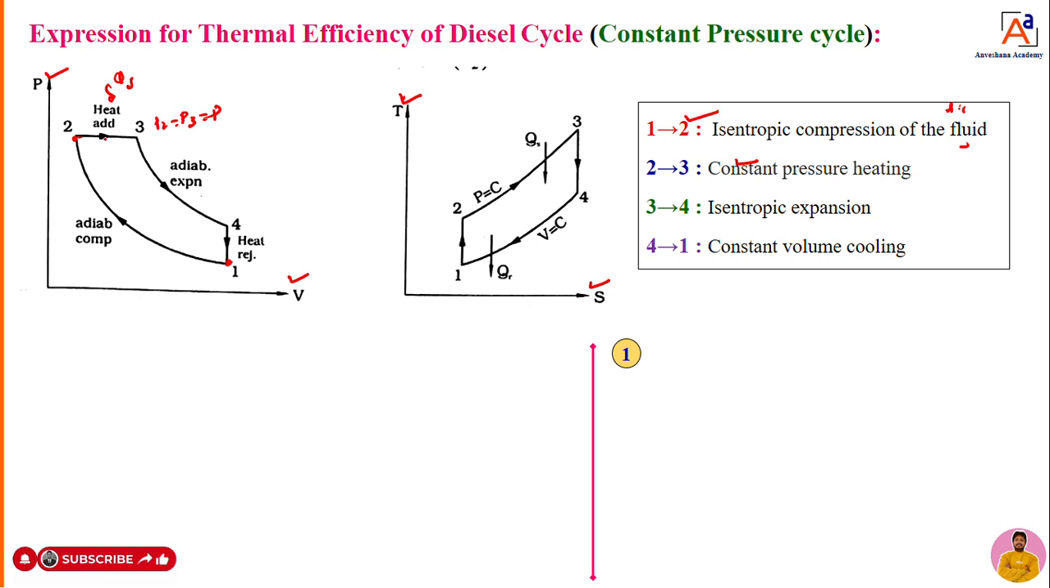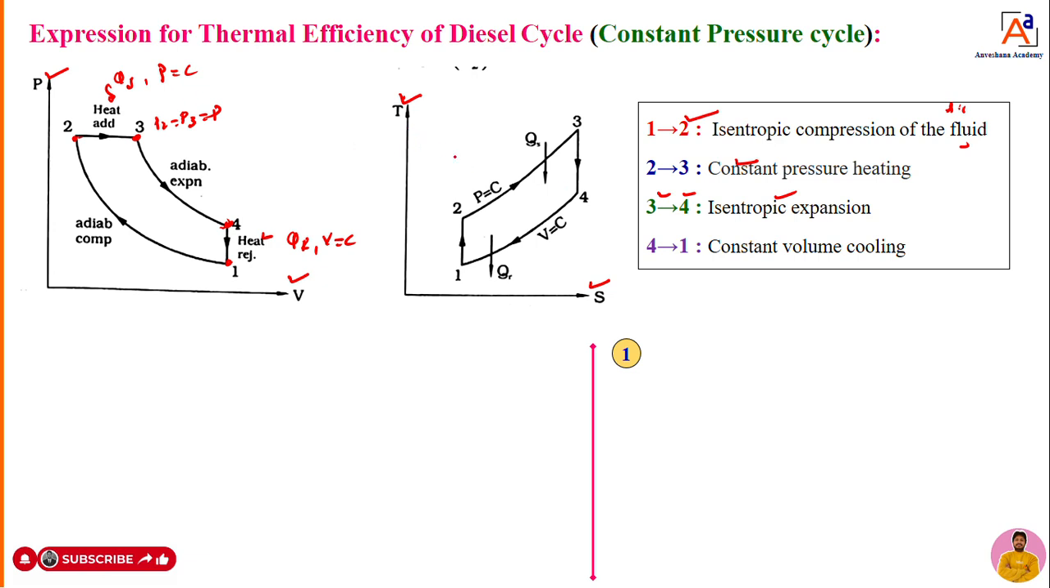2 to 3 is the constant pressure heat addition process. Next, 3 to 4 is adiabatic expansion, or if it happens suddenly we can call it isentropic expansion. Next, 4 to 1 is heat rejection. Heat is rejected at constant volume, the volume remains constant, but heat is added at constant pressure. This is the PV diagram.